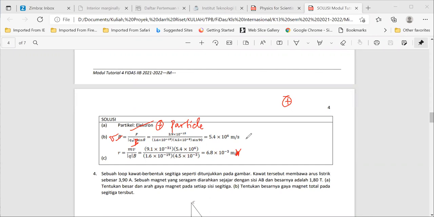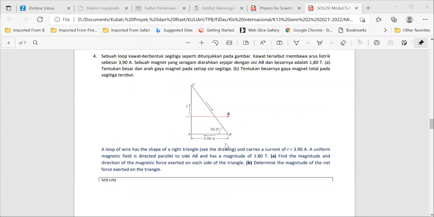Okay, any question about this case, about this problem? Any question? No? Okay, let us continue. Number 4.